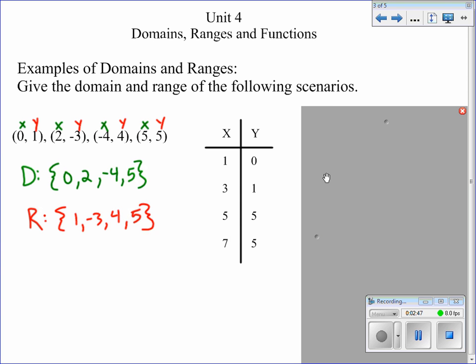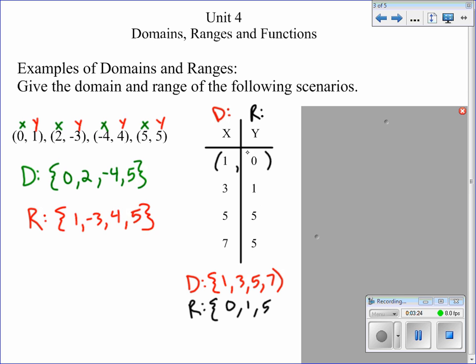When given a t-chart, it's the same thing. Our domains, remember, are always going to be the x values, and our ranges are going to be our y values. And so when we want to list our domains in this situation, it would be 1, 3, 5, and 7. Because all of these are our x values. If it helps you to think of them as an ordered pair, you can. And the x value of the ordered pair of each one of these would be this left column. The ranges are going to be 0, 1, 5.